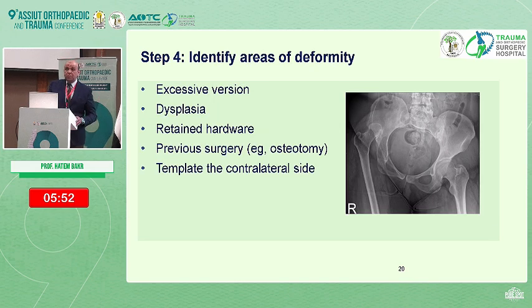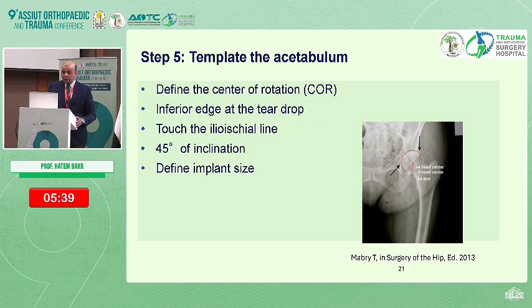Then identify the deformity. If the patient is pre-operatively having a deformity, a DDH or a Perthes disease or a dislocation of the hip, we have to address it from the beginning in order to choose the proper hardware for that patient. Then templating of the acetabulum, because sometimes the companies don't provide us with the proper size of the acetabular cup. And we have to know the inferior edge of the cup should be placed at the teardrop, touch the ilioischial line, and we should do a 45 degrees of inclination and define the implant size.